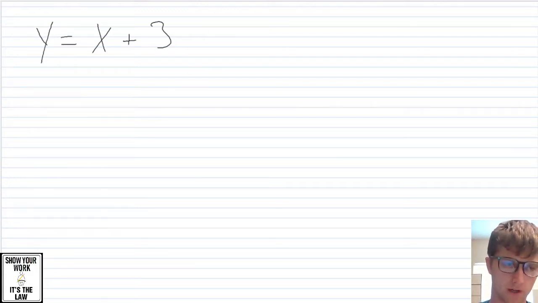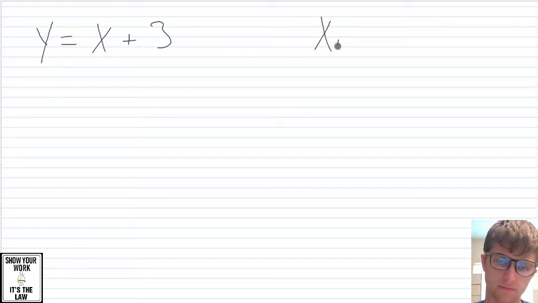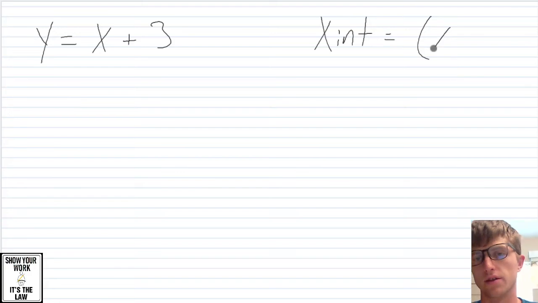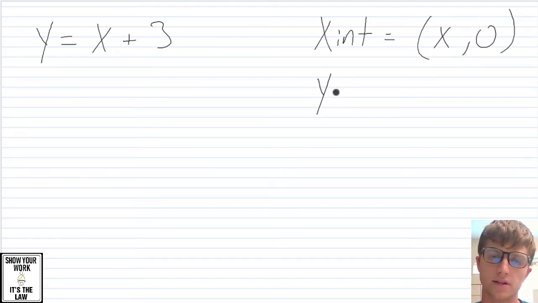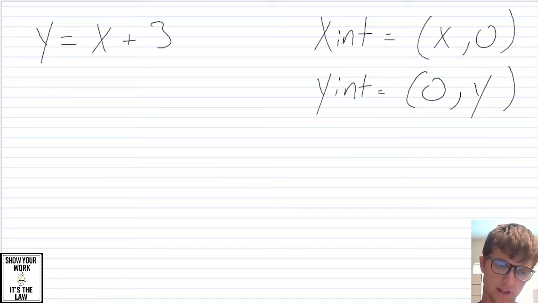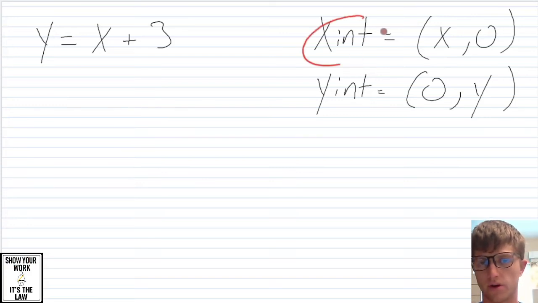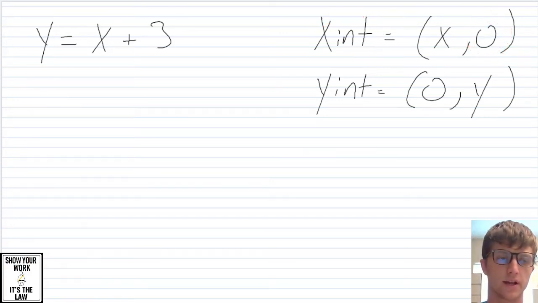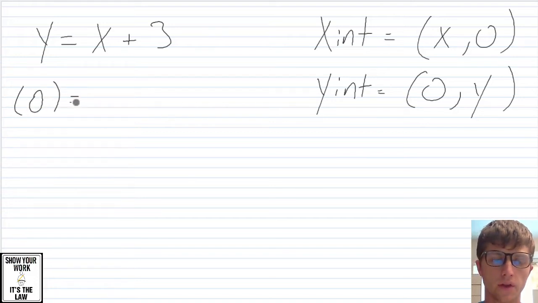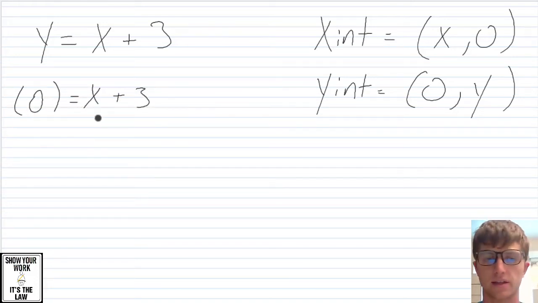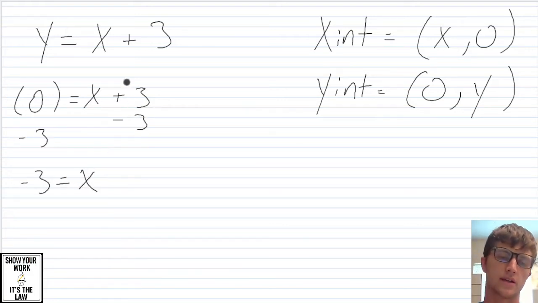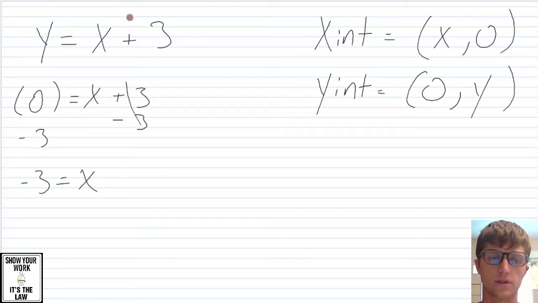So remember, our x-intercept means that our y value is going to equal 0. Our y-intercept means that our x value is going to equal 0. So this tells us that if we want our x-intercept, we just make our y 0. So let's do that. Let's substitute our y with 0, rewrite everything else, and let's solve for x. To get x by itself, we subtract 3, we subtract 3. That gives us -3 equals x. So our x-intercept for this equation is x equals -3.